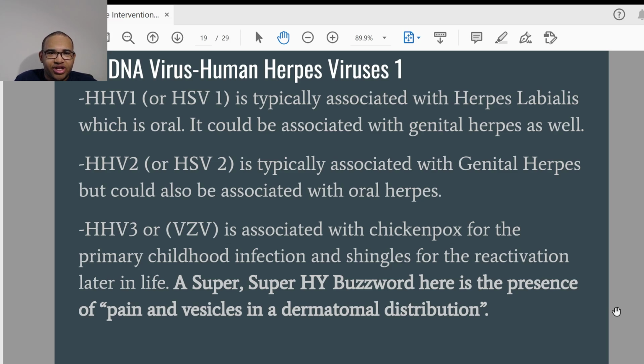And then HHV3, that's VZV, that's varicella, right? Causes chickenpox in the primary childhood infection, shingles for the older individual, right? Remember, the neuropathic pain from shingles, you can kind of treat it with a tricyclic antidepressant, or you can use gabapentin or pregabalin, right? And again, a buzzword, people have pain and vesicles in a dermatomal distribution. If you see that, think about HHV3.